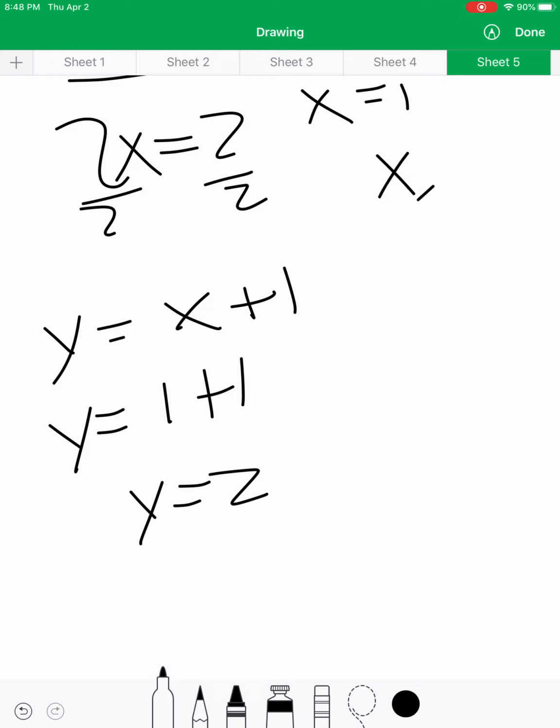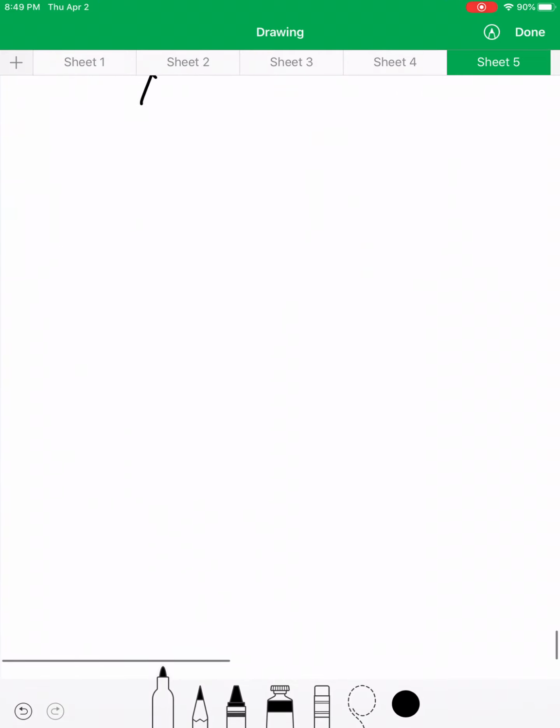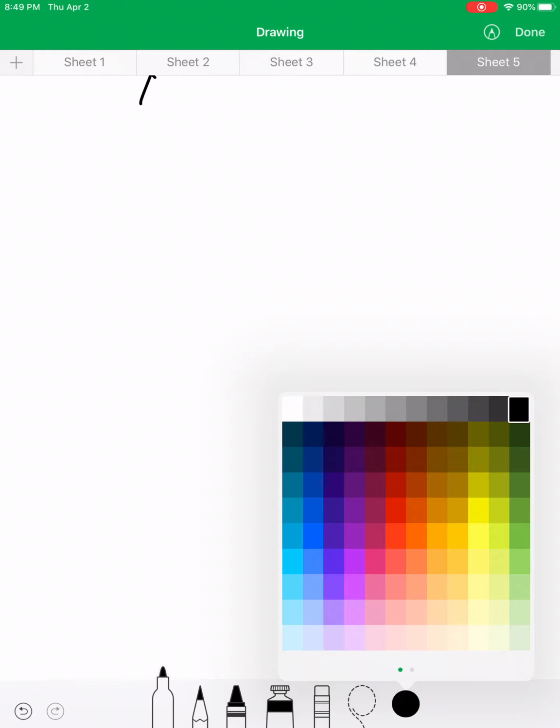Final answer is always in x, y format. Therefore, x equals 1 and y equals 2. 1, 2. All right, moving right along. We're in the last fourth of this review. We're on number 16 now.